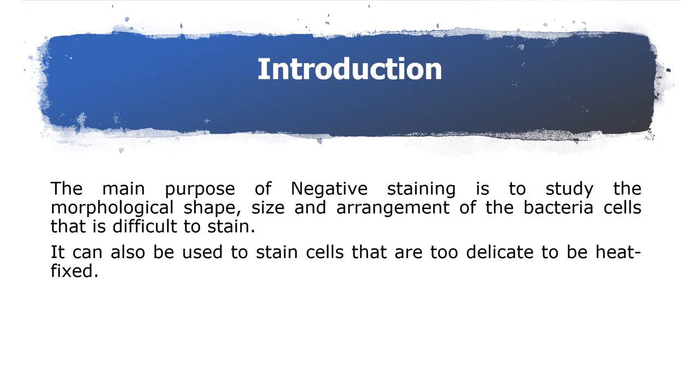Introduction. The main purpose of negative staining is to study the morphological shape, size and arrangement of the bacterial cells that are difficult to stain. It can also be used to stain cells that are too delicate to be heat fixed.